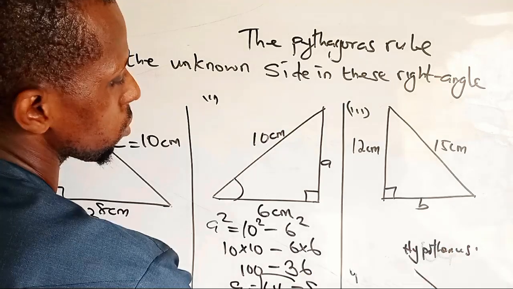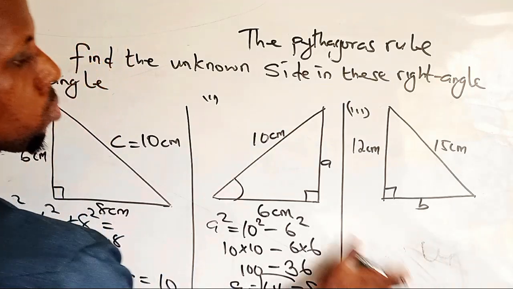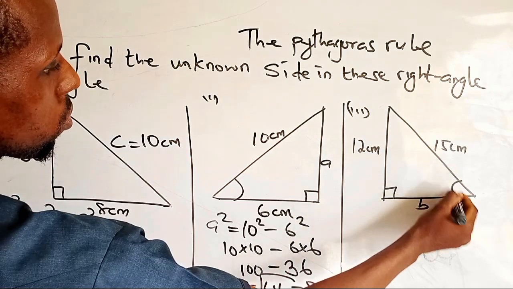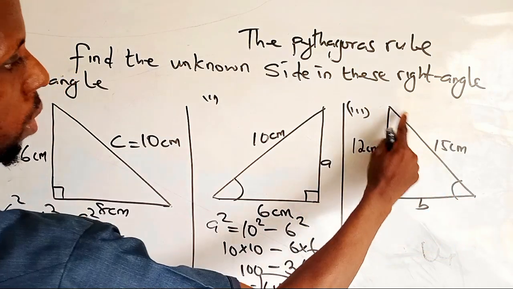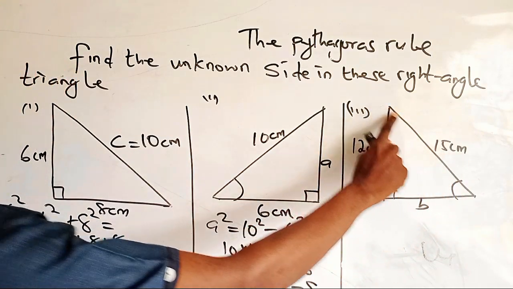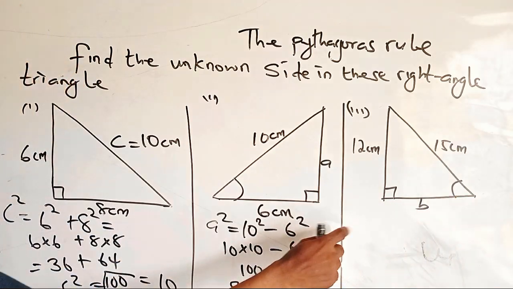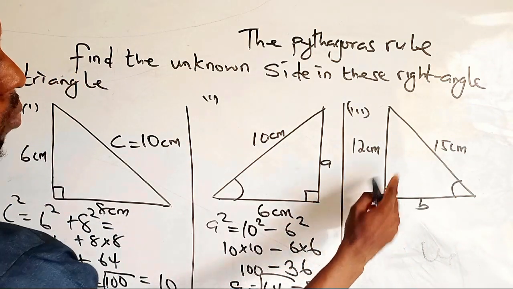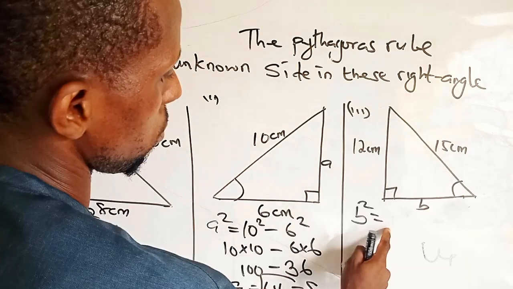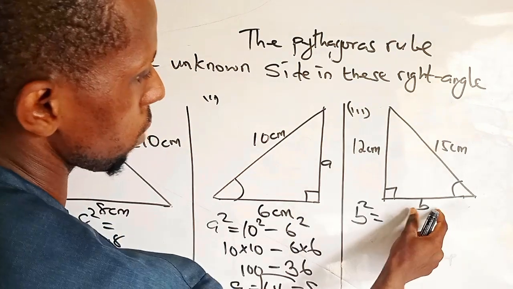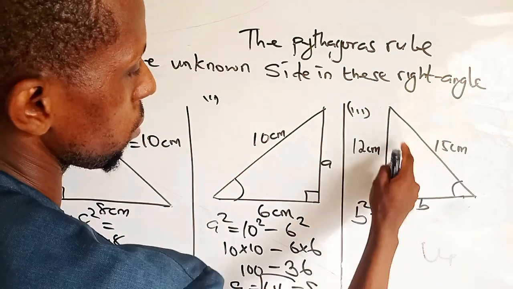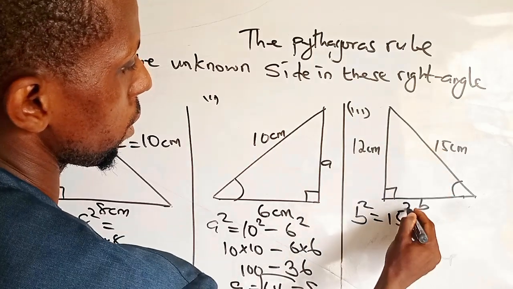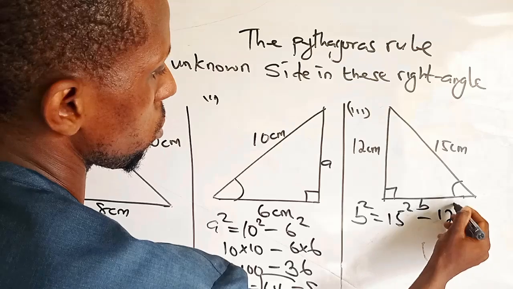So for the third one, we are asked to look for the adjacent. We are given the opposite, which is 12 centimeters. We have our hypotenuse, 15 centimeters, which is the longest side of the right angle triangle, and we have to determine the adjacent. So what do we do? We subtract. B square, which is the adjacent, so we have to subtract this from the hypotenuse. So we have here 15 square minus 12 square.